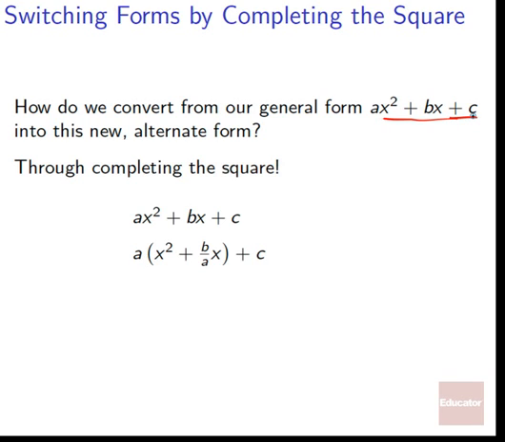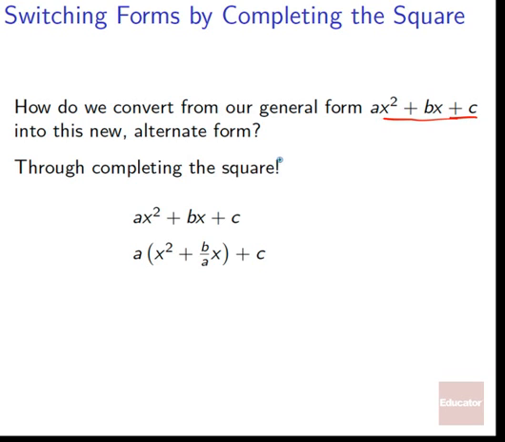We're used to working with things in the form ax squared plus bx plus c. So we might want to be able to convert from ax squared plus bx plus c into this new form that seems to give us all this information. It's very easy to graph with this new form because we just set a vertex and then we know how much to sort of squish it or stretch it.